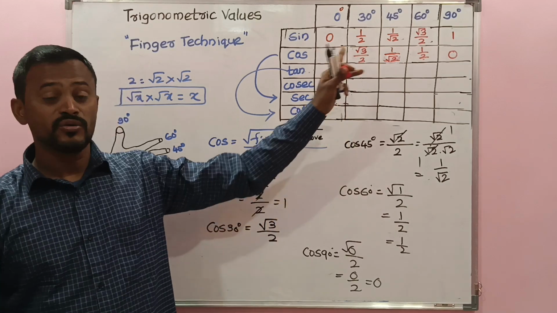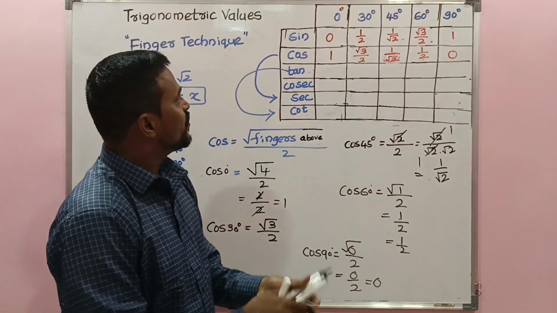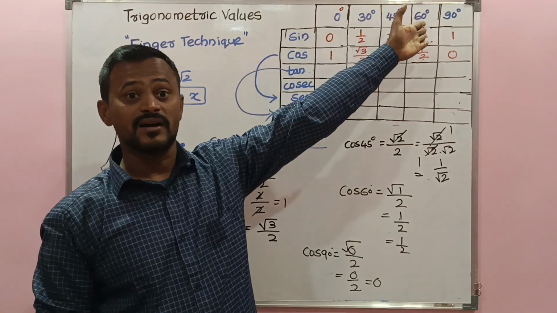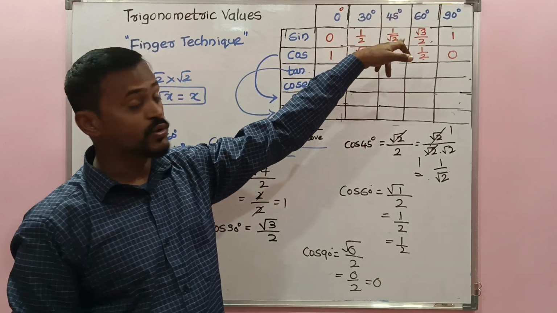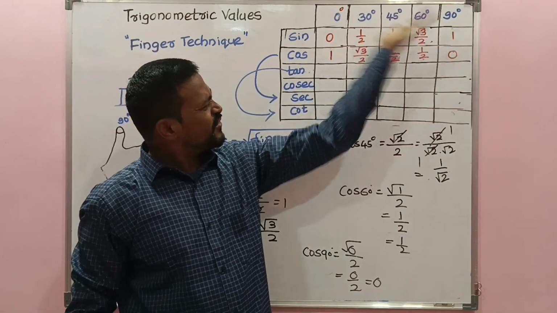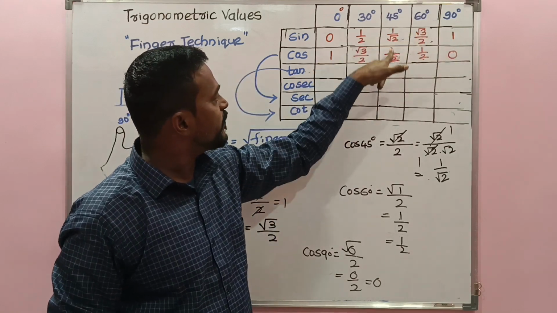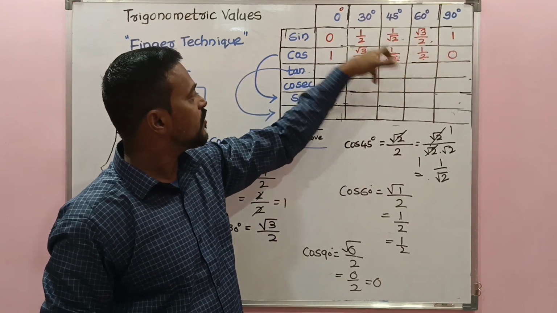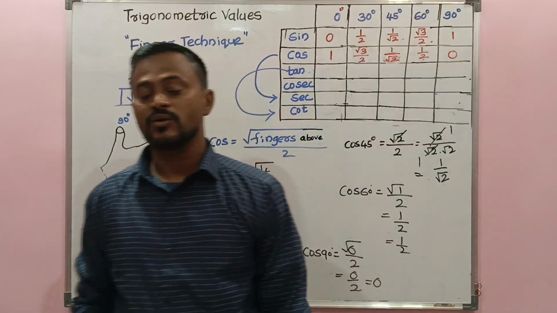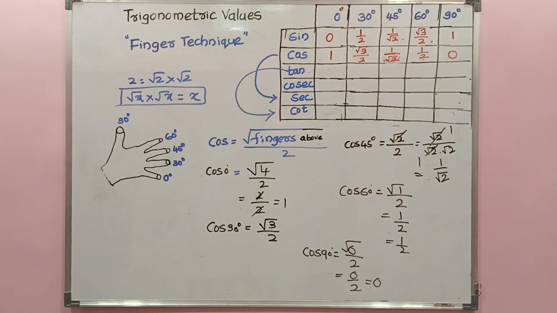Very interestingly, you can note here, when you get the values of sine theta, 0, 1 by 2, 1 by root 2, root 3 by 2, 1, just reverse them. Like 1 is coming here, root 3 by 2 is coming here, 1 by 2 will be in the same position, 1 by 2 comes here and 0 goes there. Okay, and it's quite easy to remember.